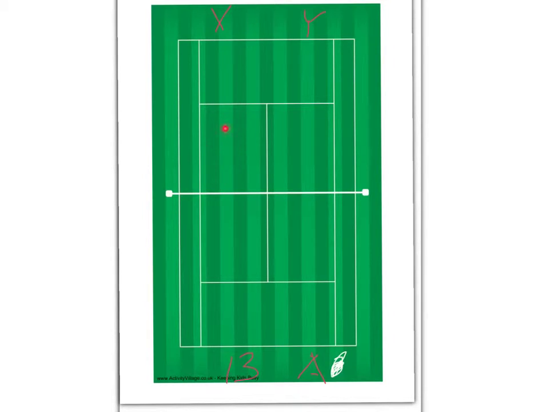So it would be this court here. And the reason why I'm circling in this area is because the ball actually has to land in this little square just for a serve.